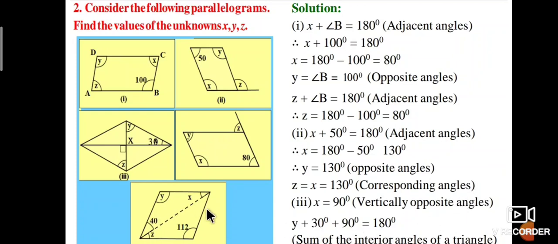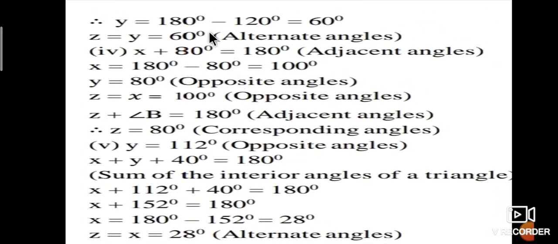Next, third one, angle x is equal to 90 degrees, because of vertically opposite angles. Therefore, y plus 30 plus 90 is equal to 180, because the sum of the interior angles of a triangle is 180 degrees. Therefore, angle y is equal to 180 minus 120, that is equal to 60 degrees. Therefore, angle z is equal to angle y is equal to 60 degrees, because the alternate angles are equal.